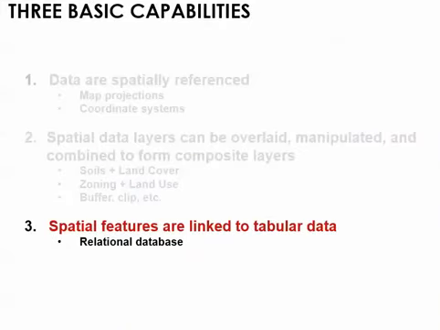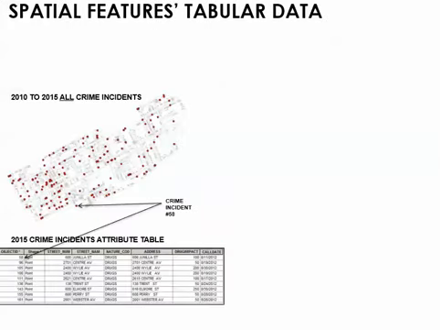The third capability of GIS is that spatial features are linked to tabular data using relational database. This is an example of spatial features and tabular data. We're looking at a map that is showing all of the crime incidents that occurred between 2010 and 2015. Each point of that map has an attribute table, a spreadsheet, with a record that relates to that particular point on the map.